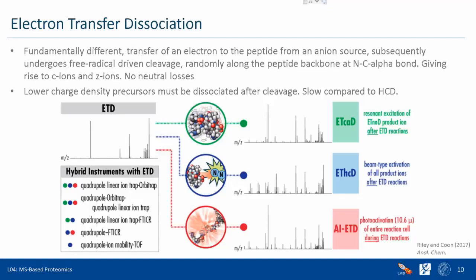The disadvantage is that it doesn't work well for low charge density precursors. So if you have a typical tryptic peptide, which is charge state 2, it will not fall apart. So it will break, but it will undergo ET no D that Josh Kuhn described this morning. So there are an increasing number of methods to overcome that limitation. So we heard about photoactivation, but there's also the possibility to do HCD after ETD, and then you get a mixture of these C and Z ions and B and Y ions.